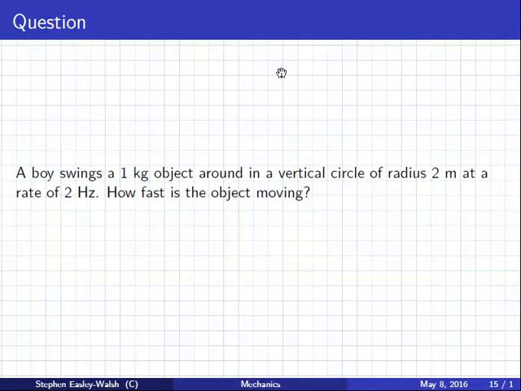So the boy swings 1 kilogram around in a circle of 2 meters at a rate of 2 hertz. How fast is the object moving? The linear velocity will find, or the angular? That's true, actually. I didn't specify which. If not specified, I think linear is what you should naturally assume. Okay. Can I do this one? Yeah.